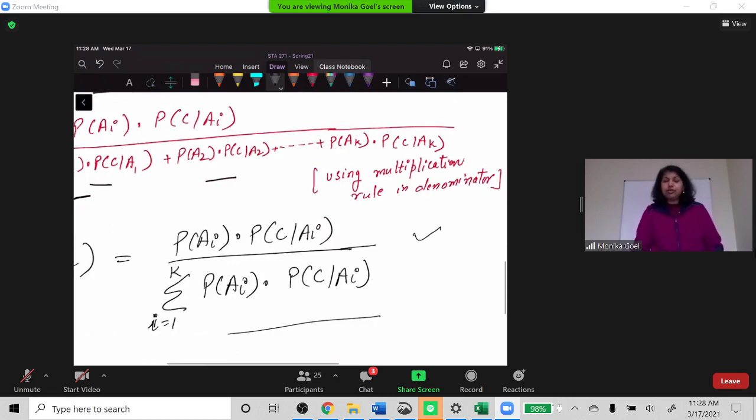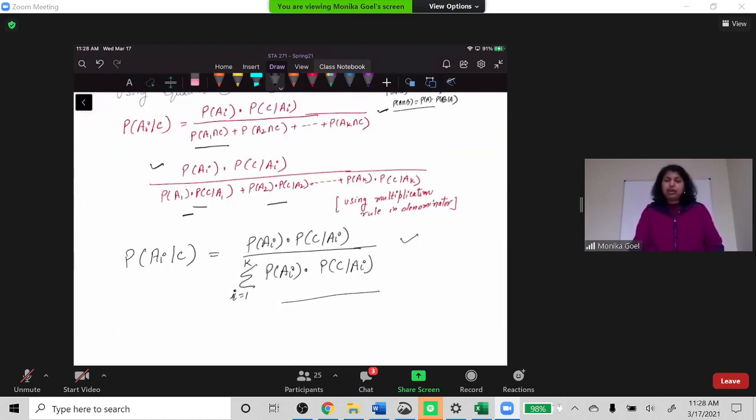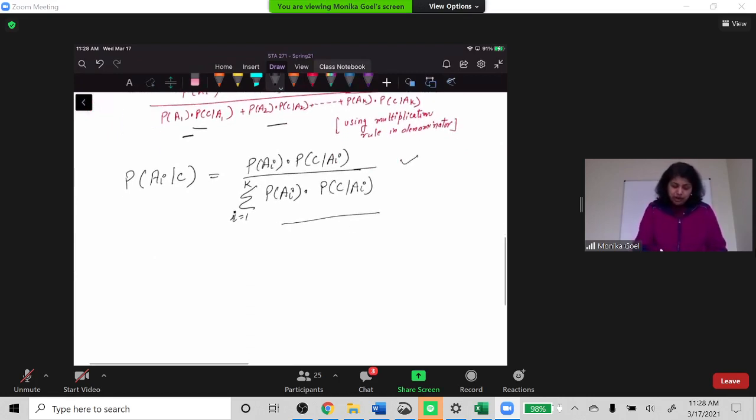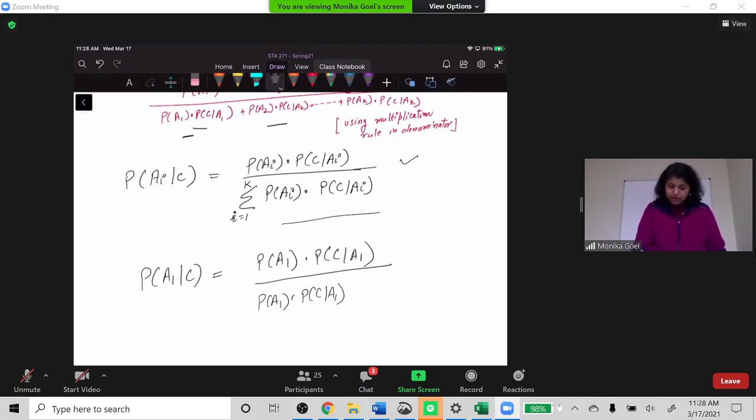So this is your Bayes rule. Bayes rule again, AI given C. If I is 1, how do we write this? A1 given C is probability of A1, because my I is 1, times probability of C given A1. And the denominator is the sum of all. So the same thing comes here in the numerator and denominator, but the denominator is the sum over all the K events. So you'll just keep on going. That is your Bayes rule.